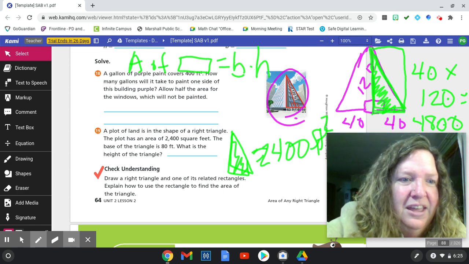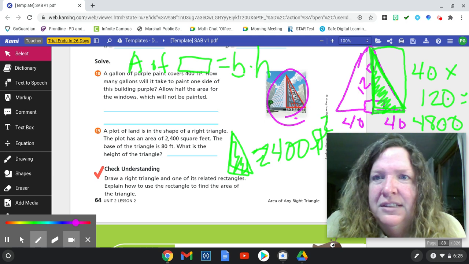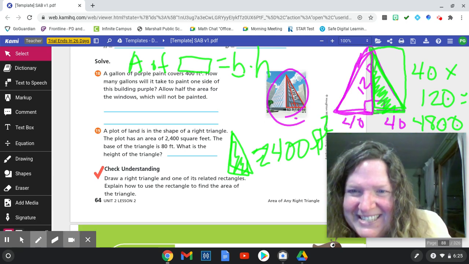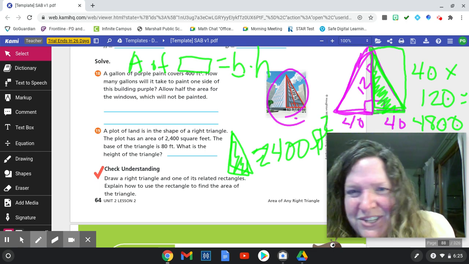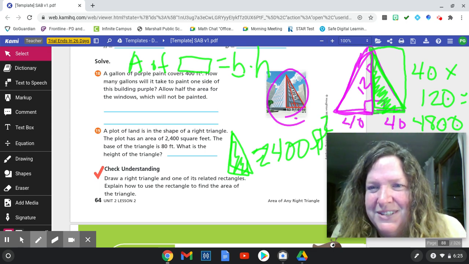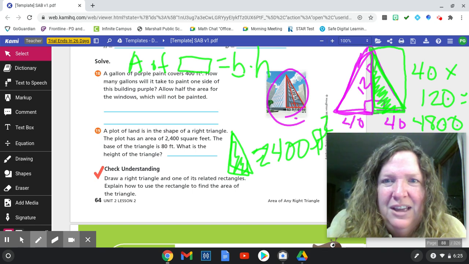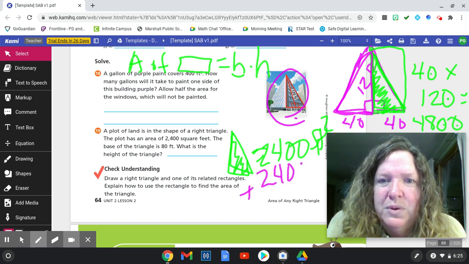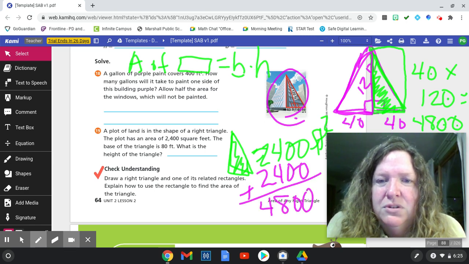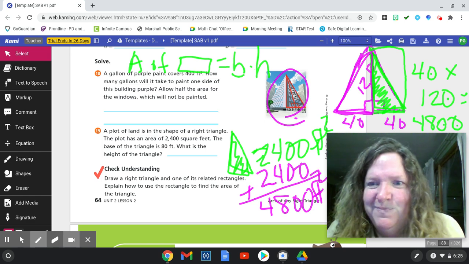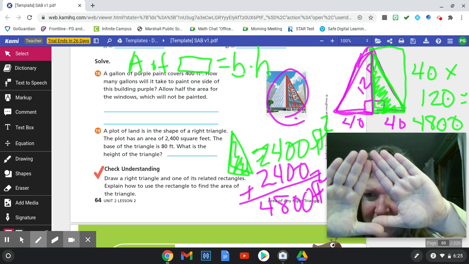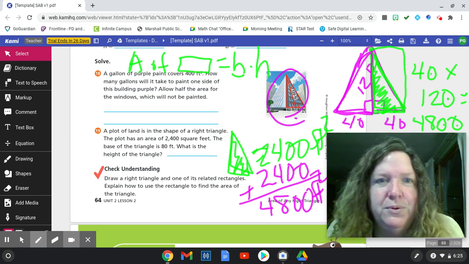Now, do you notice anything about these two sides? This green side and this purple side? They're exactly the same, aren't they? So we just need two of those 2,400s. So now 2,400 plus another 2,400, we're back to 4,800. So 4,800 square feet. But we're still not done. We found how many feet is on the front of that building, but we have more to do.